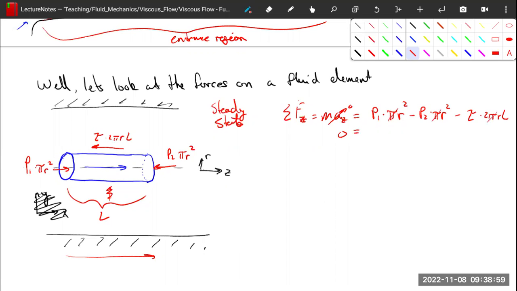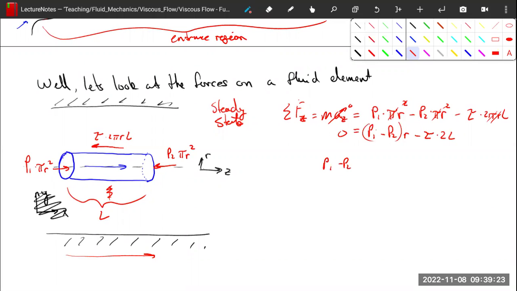So if that's true, we can cancel out all the pi's. That's great. Cancel out one of the r's. And we find out that if we rearrange, this is equal to P1 minus P2 times r minus tau times 2L. And we can rearrange this a little bit further, and we can say P1 minus P2 over L is equal to tau times 2 divided by R. This, by the way, is our pressure gradient. We didn't really do Navier-Stokes this year, but in general, this is a pressure gradient where we might say this is delta P over L, which is usually equal, if it's constant, to dP dz, right? Or down the length of our pipe. And the right-hand side is our shear stress.